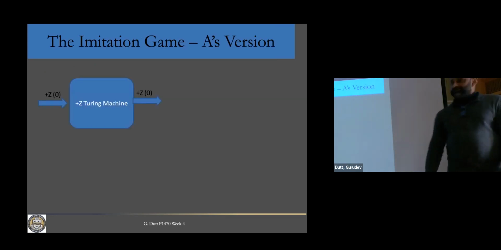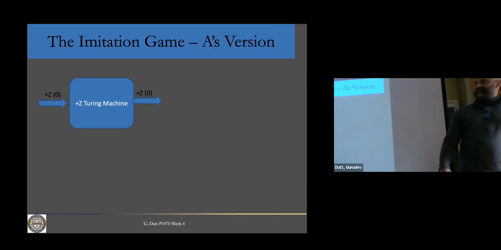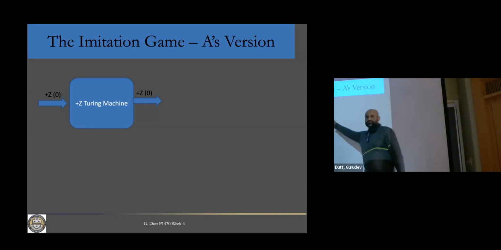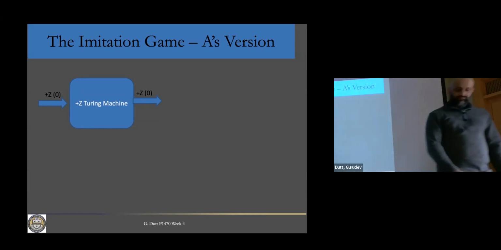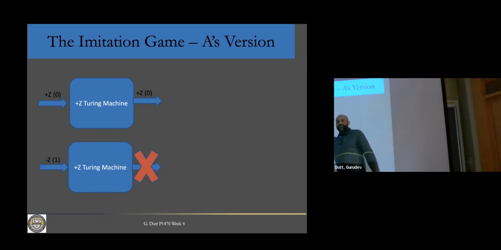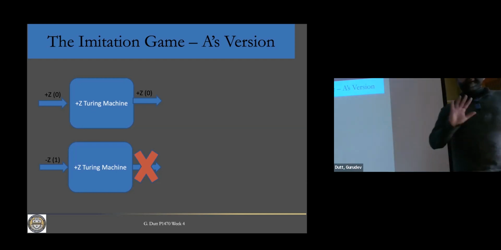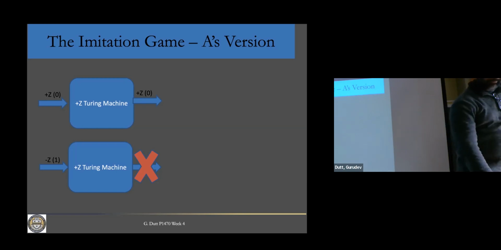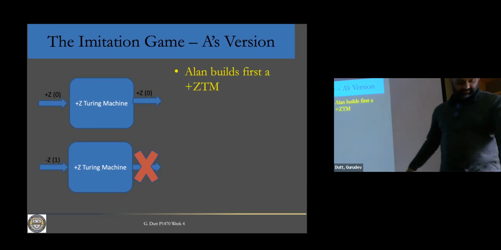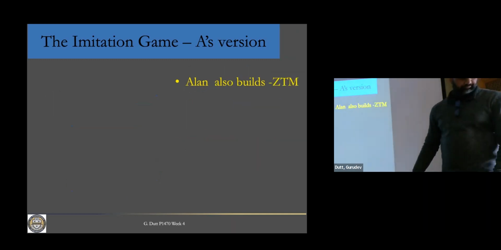Okay. So Alan first constructs his plus Z Turing machine, and the plus Z Turing machine takes in zeros and puts out zeros. Very simple Turing machine. If you send in a 1 into this Turing machine, which is a minus Z state, he puts out blanks. So he blocks the minus Z states. So he builds this. Everything I just said is in these words here.